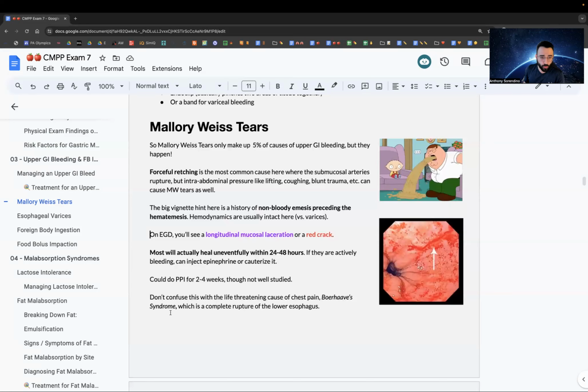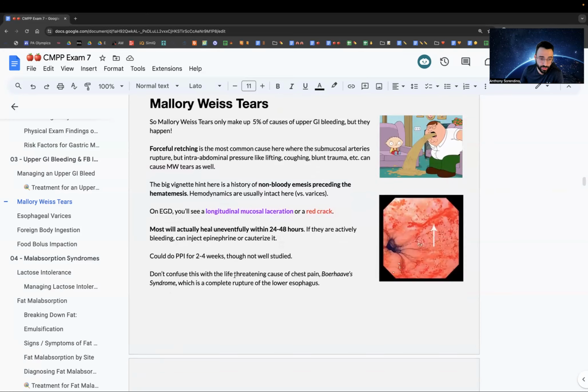And it's not just forceful retching. You can also get this from lifting, coughing, blunt trauma. So it could be a vignette with somebody coming from the gym, vomiting blood. You know, that's definitely a possibility.